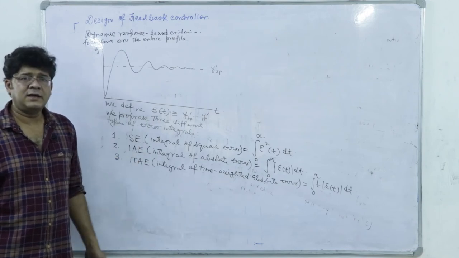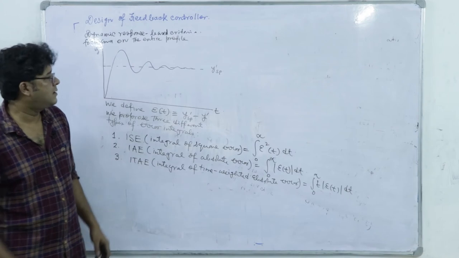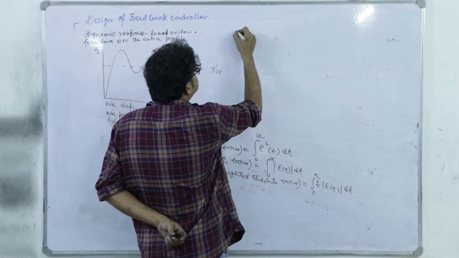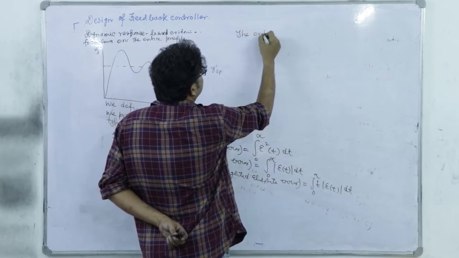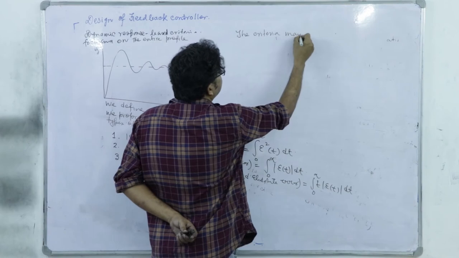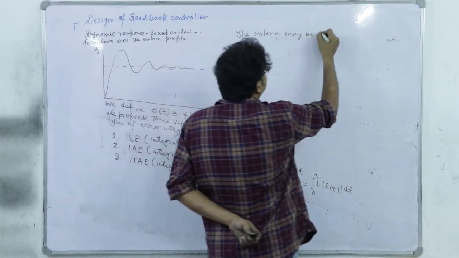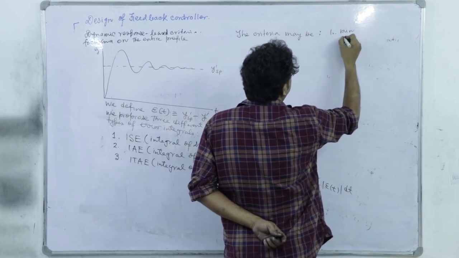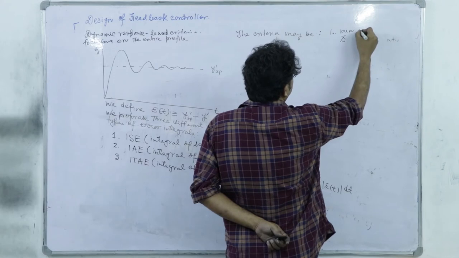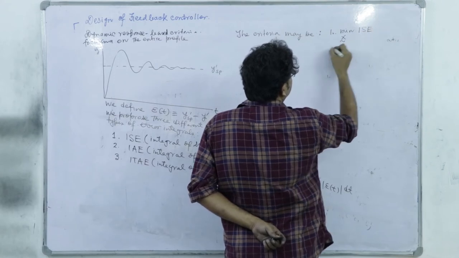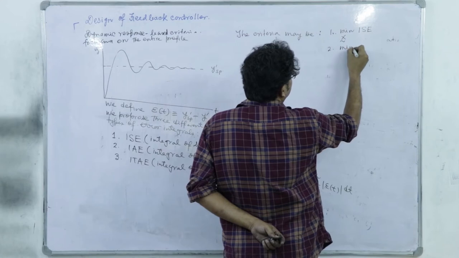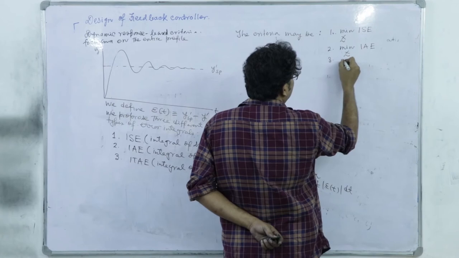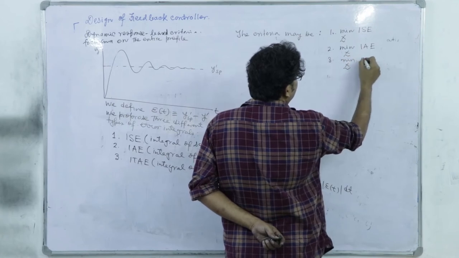So when we are going to use ISE based criteria, or IAE based criteria, or ITAE based criteria, that we have to understand. And the criterion is what? The criterion may be minimum ISE, or minimum IAE, or minimum ITAE, over the set of controller parameters X.